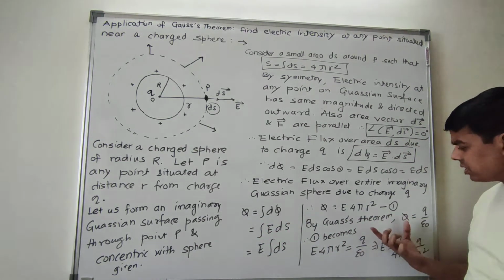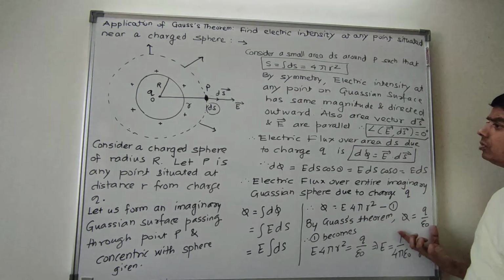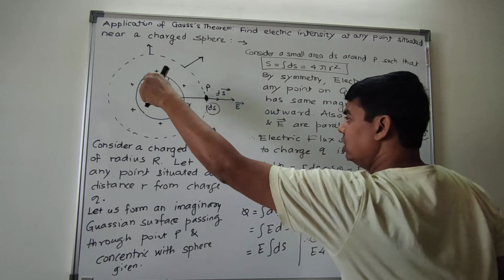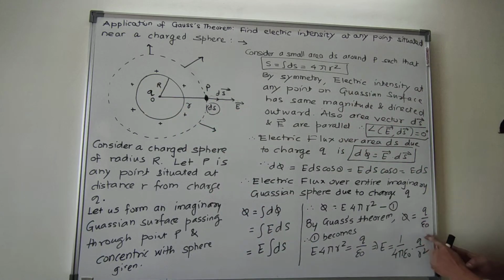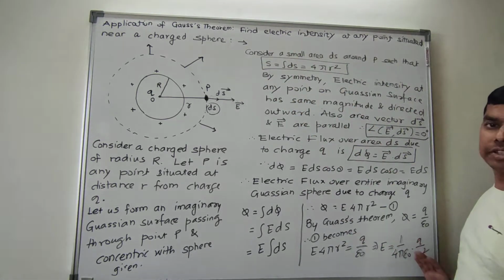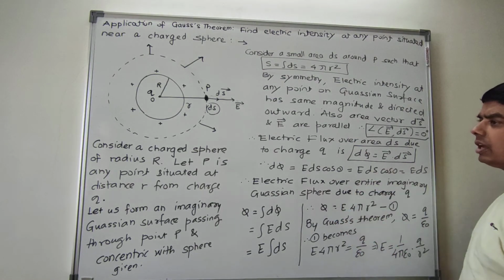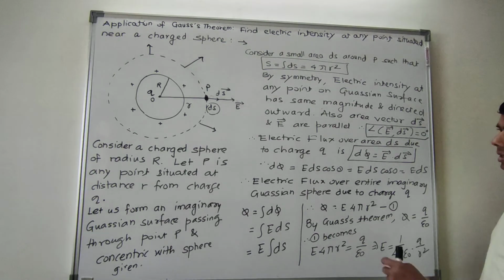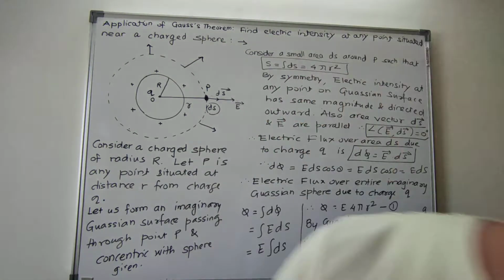Again we have to use Gauss's theorem. By Gauss's theorem, the total electric flux over the entire surface area due to charge q will be q upon epsilon 0, and equating we get E equal to 1 upon 4 pi epsilon 0 into q upon r square. This is the proof for this application. Here we will get 2 marks, or maybe 3 marks. But there is a special case for this derivation, which we will discuss immediately.